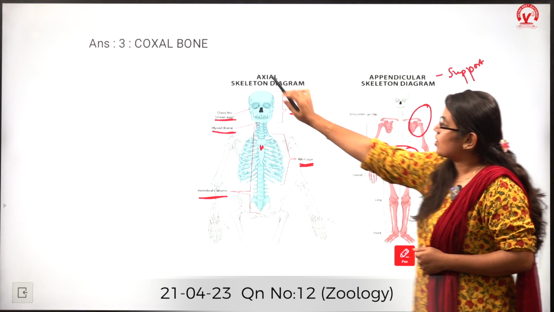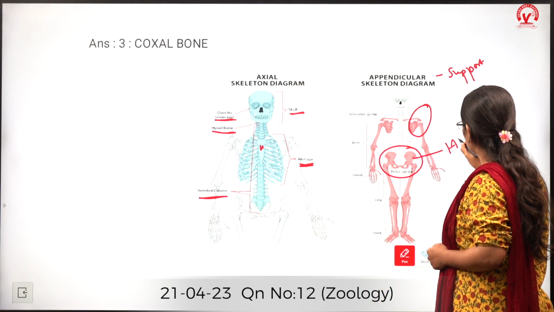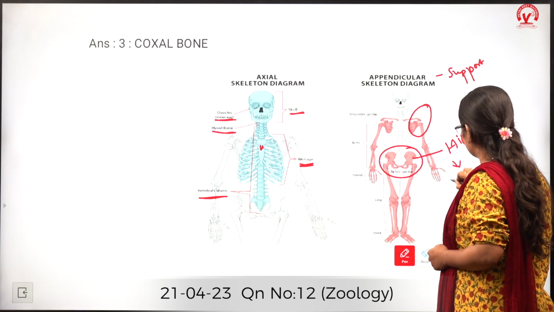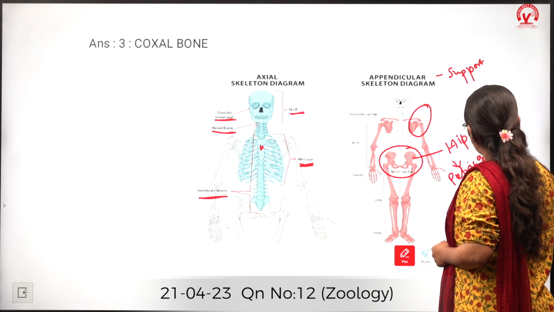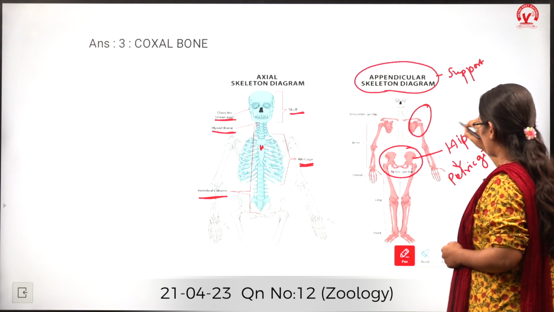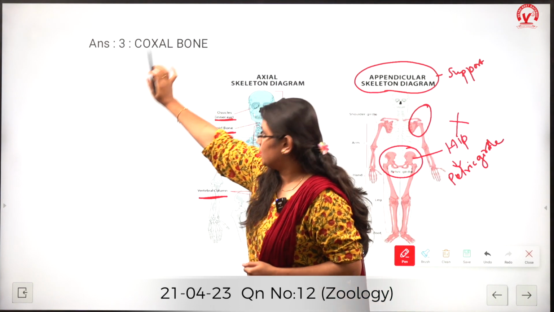So what is the coxal bone? Coxal bone is the other name for hip bone. So the hip bone comes in the pelvic girdle, and the pelvic girdle is a part of the appendicular skeleton. So it is not a part of the axial skeleton. Thus the answer will be option 3, coxal bone.